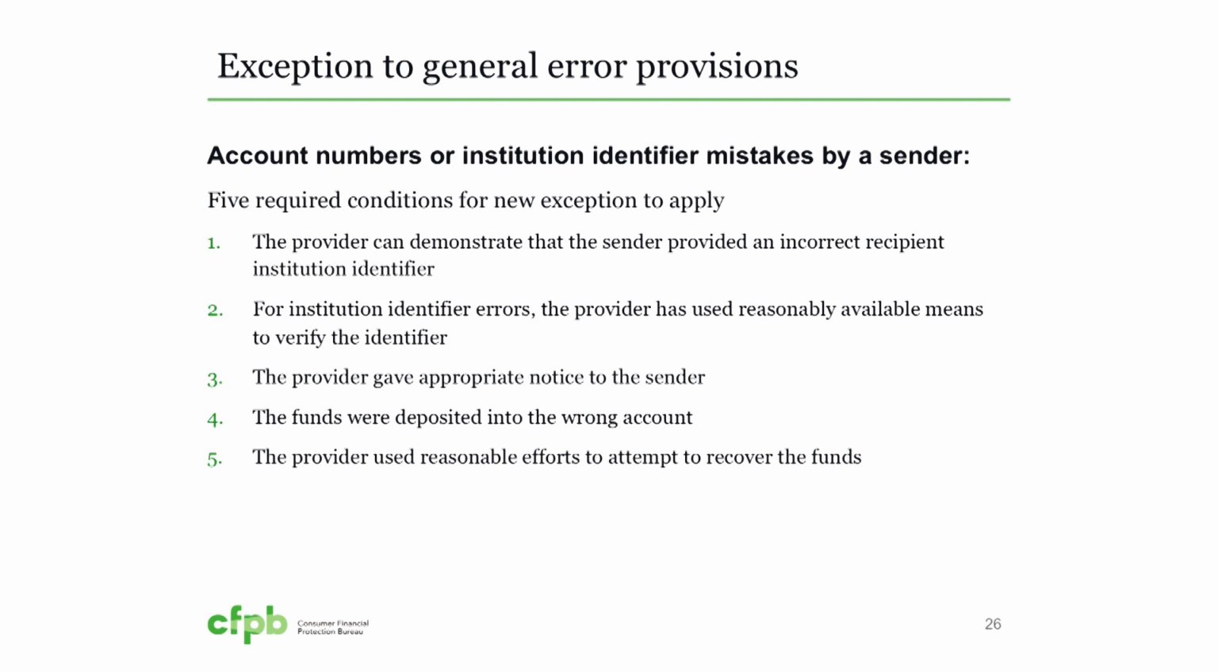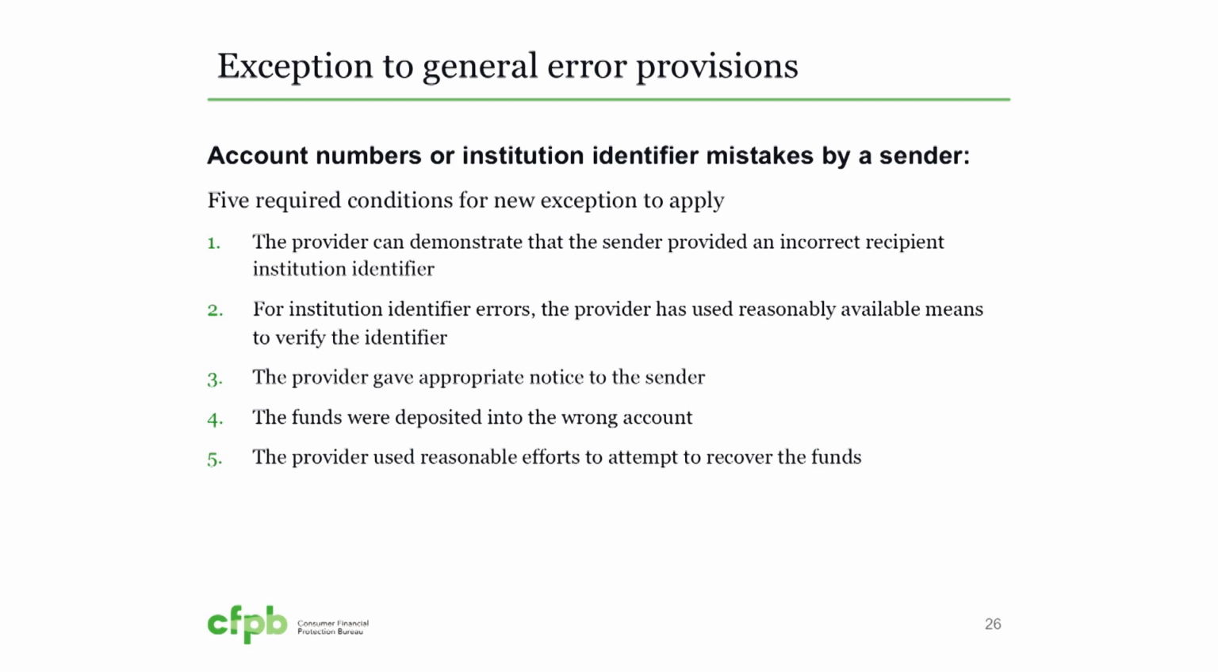Note that the new exception is for mistakes regarding an account number or what the Bureau calls a recipient institution identifier. The rule explains in some detail what is meant by recipient institution identifier, but generally speaking, it refers to a routing number or SWIFT or BIC code that might be used to identify the foreign institution to which the transfer is being sent. In addition, this exception only applies for transfers to an account. Now let's discuss the 5 conditions for satisfying this exception.